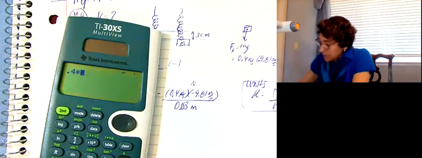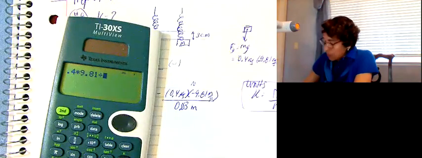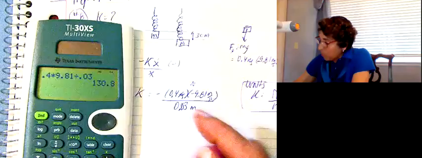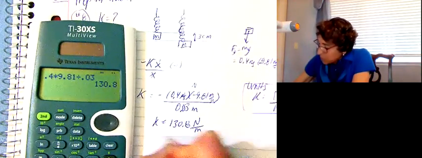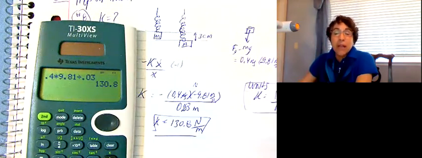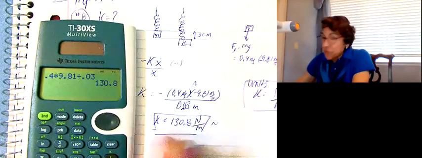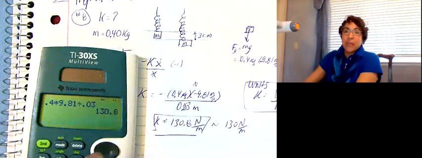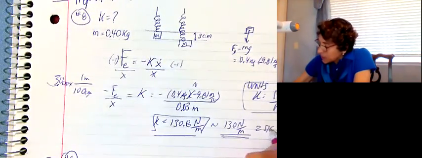0.4 times 9.81. And it's all in order, so it's okay to divide it now. 0.03. There we go. And I have 130.8. So K is equal to 130.8 newtons per meter. Okay, newtons per meter. If you're worried about significant figures, then it would just be 2 significant figures. We'd say 130 newtons per meter. I'm okay with you guys giving it to me like this, but here it is with 2 sig figs.